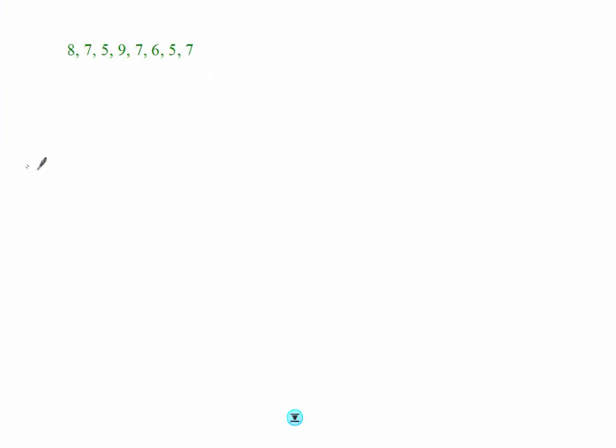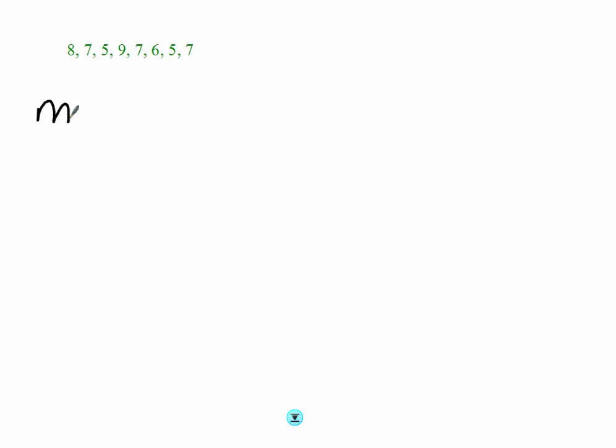All right. I'm going to do one more example where we have an even number of data sets, just so we can help the median a little bit. So let's say we have, I don't know, 8, 7, 5, 9, 7, 6, 5. And then 7. So 1, 2, 3, 4, 5, 6, 7, 8. All right, so we have 8 data points.